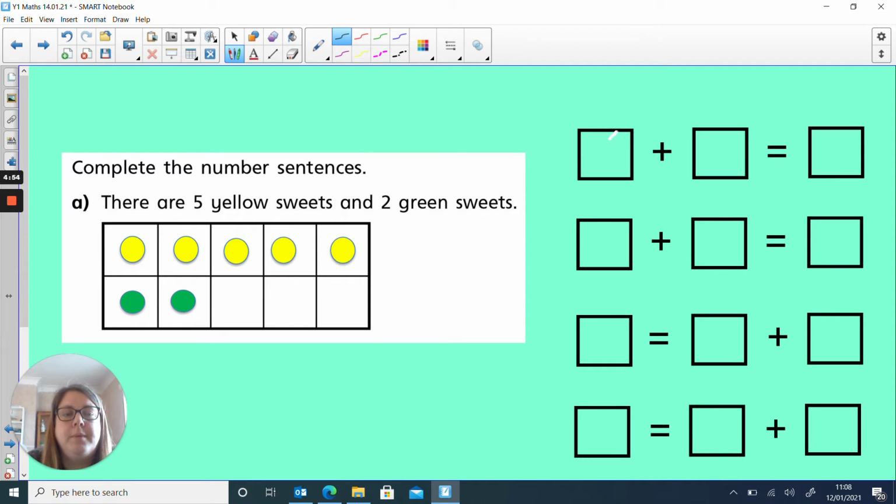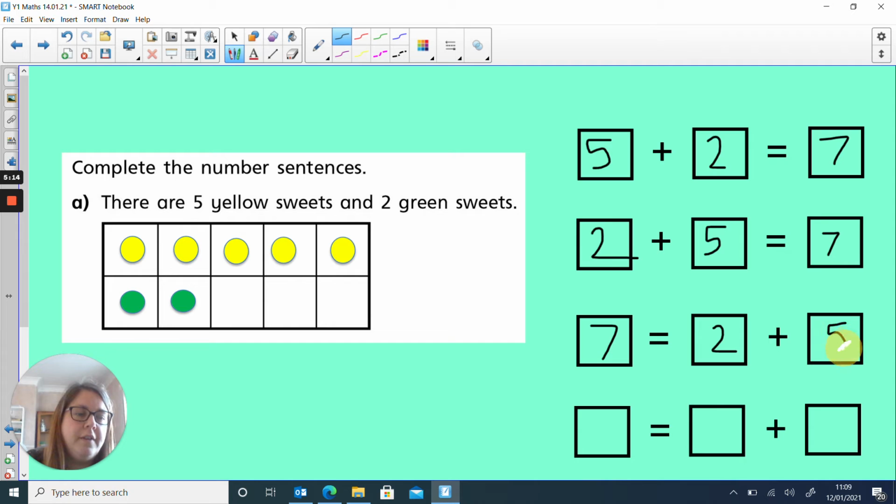Okay, so we would have 5 add 2 equals 7. You can give yourselves a tick if you've done this. 2 add 5 equals 7. You enjoy marking your own work. 7 equals 2 add 5. And 7 equals 5 add 2. So give yourselves a tick if you got those right.